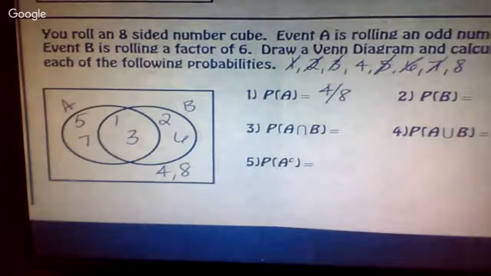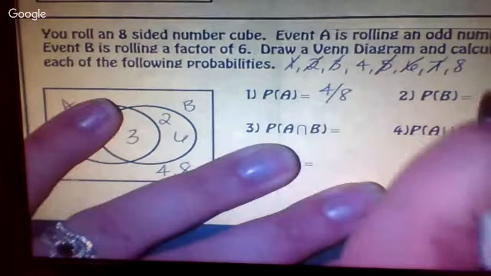What's the probability of event B, Elijah? How many numbers belong in set B out of a total of how many? 4. Good. Out of a total of how many numbers did we have? 8.